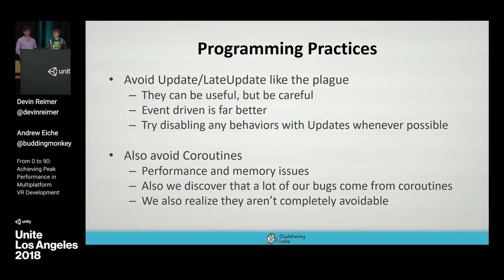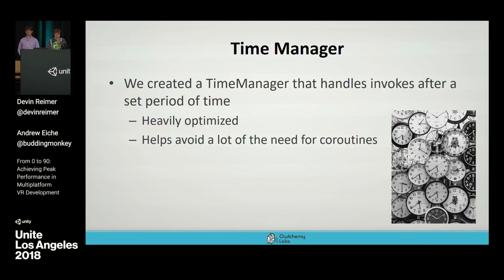We also avoid using coroutines. Coroutines have a lot of performance and memory issues. We found that a lot of our bugs come from coroutines. They're very difficult to debug. And we realize they aren't completely avoidable, but again, like Update and LateUpdate, try to minimize them as much as possible. One of the tools that we created to help us minimize it is something we call Time Manager.